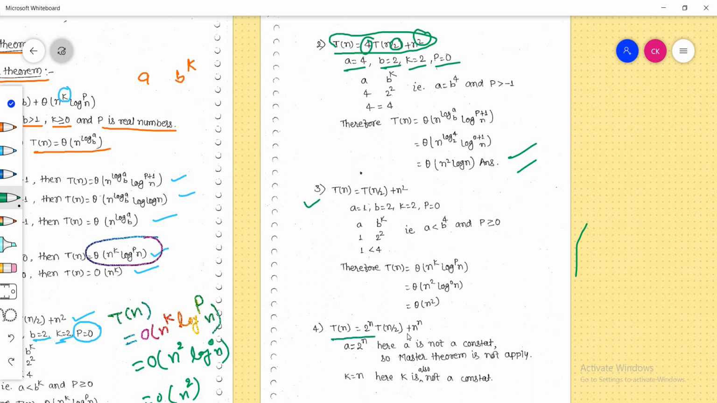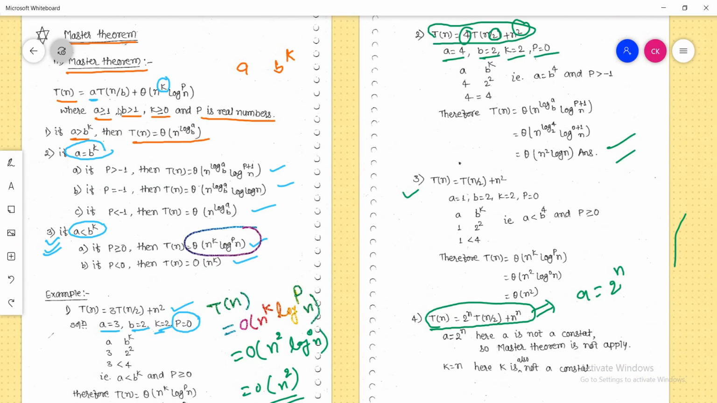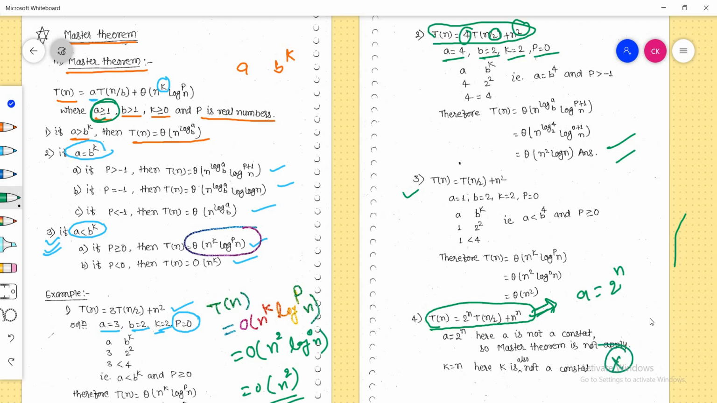T(n) is 2^n T(n/2) + n^n, and in this one a is equal to 2^n. As we have discussed, in the master theorem a is a constant term, a constant greater than or equal to 1. But here a is not a constant, so this recurrence is not suitable for the master theorem, or this is not in the format of the master theorem, so we cannot apply the master theorem to this recurrence.